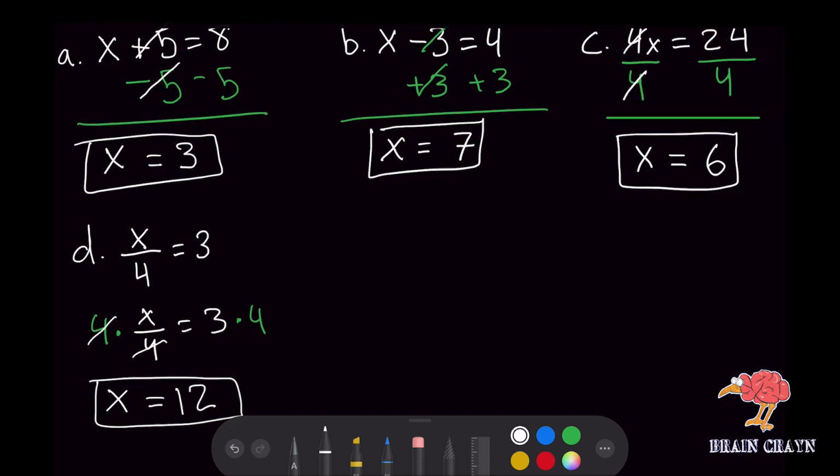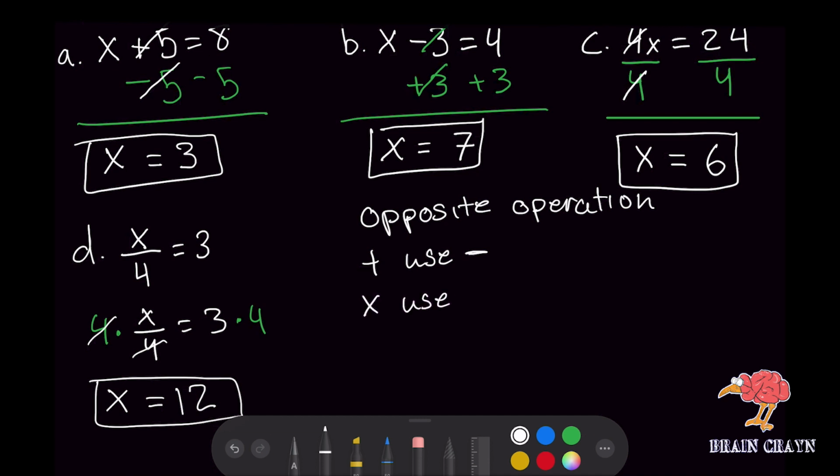Hopefully, after all of this, you realize there's a pattern. In each of these equations, we had to use the opposite operation to isolate x. That means for addition, we need to use subtraction. For multiplication, we need to use division. For division, we need to use multiplication, and for subtraction, we need to use addition. We need to use these to isolate x and therefore solve the equation.